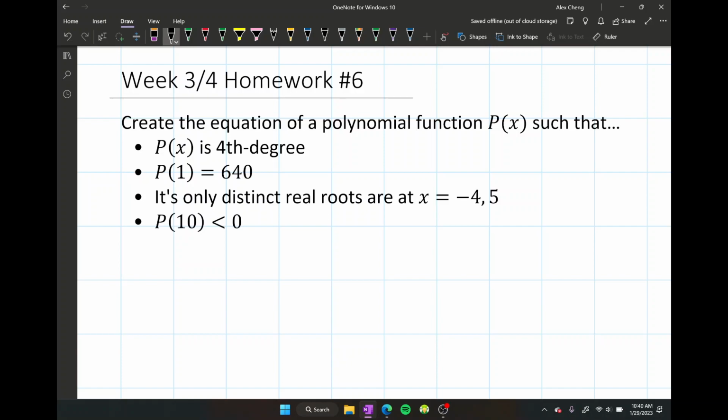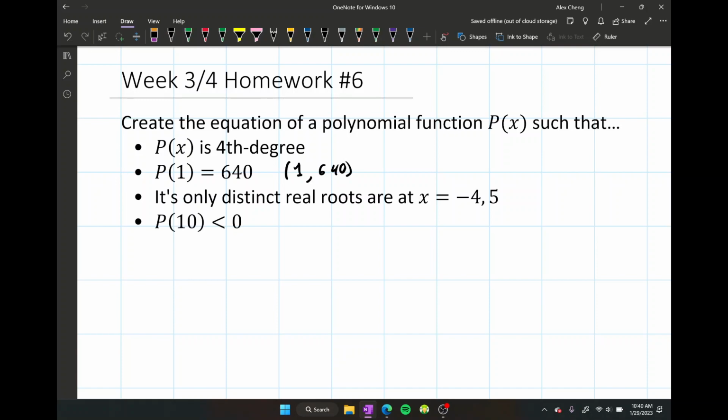Okay, so here's the question. Or the task rather, we want to create an equation of a function. So there's a polynomial function, we'll call it p of x, and it's got four requirements. Okay, so our requirements are one, that it is fourth degree. The second one is that p of 1 is 640. Again, that just means that it contains the point 1 comma 640.